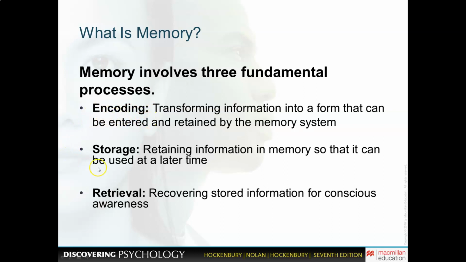Second, our nervous system works on storing the information. So storage refers to retaining the information in our memory, so we can use that at a later time. So we store that into our brain or nervous system, however you like to think of that. Last but not least, the term retrieval refers to recovering the stored information. Okay, so we will take a look at that, and you will understand that a little more in depth, as we proceed.